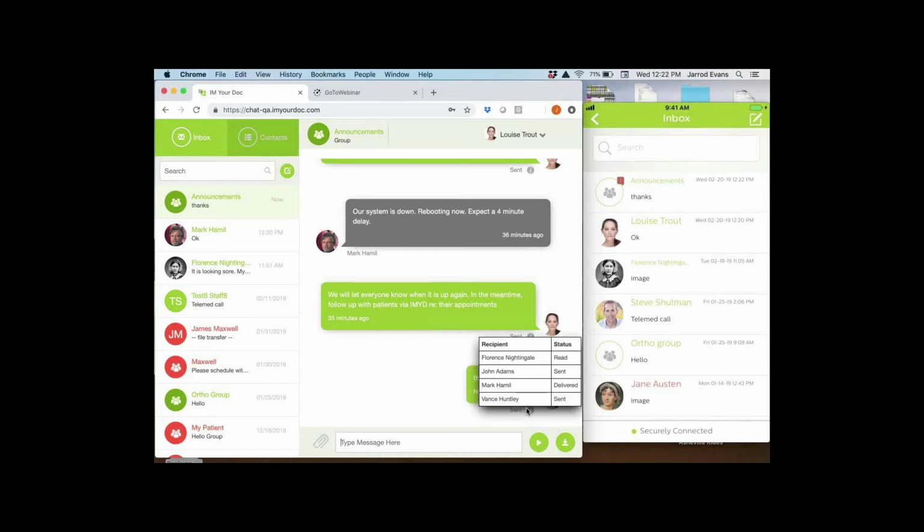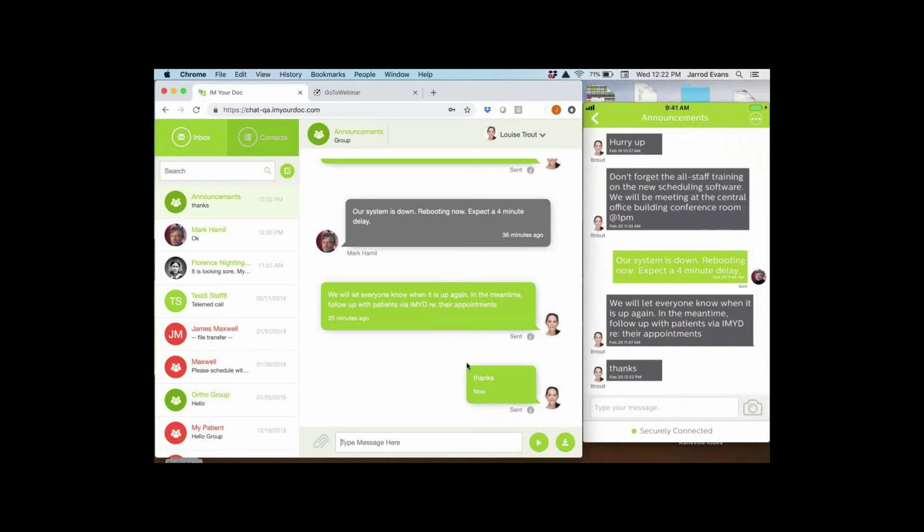So in this case, Lawrence has looked at it, and now we're going to take a look at it on Mark Hamill's side, and sure enough, he's read it too. So as the individual looks at the message, it live updates read statuses, so you can make sure that each member of the group has seen the pertinent part of the message. And as I mentioned, you can also send images through I'm Your Doc that stay in the HIPAA compliant environment.